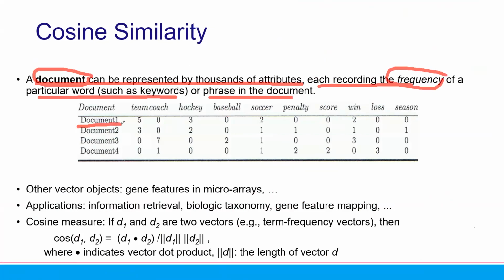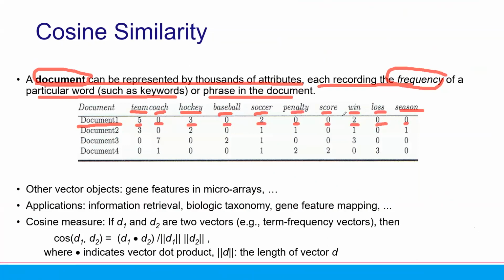I have document 1, let's say, and in the document 1, I measure the frequency of the word theme. There are 5 times. So in my document, there are 5 times the word theme. And there are 0 times for the word quotes. There are 3 times of the word hockey. There are 0 times of the word baseball. There are 2 times of the word soccer. 0 penalty, 0 score. There are 2 for win. And there are 0 and 0 for loss and season.